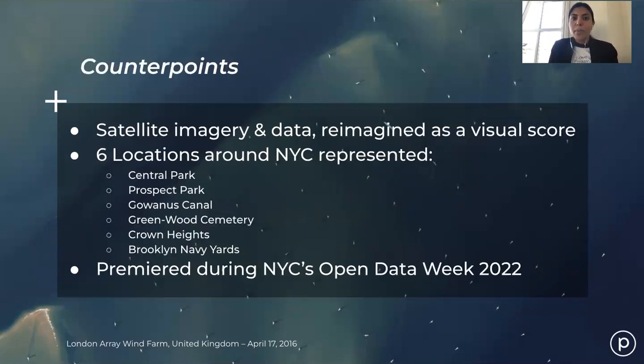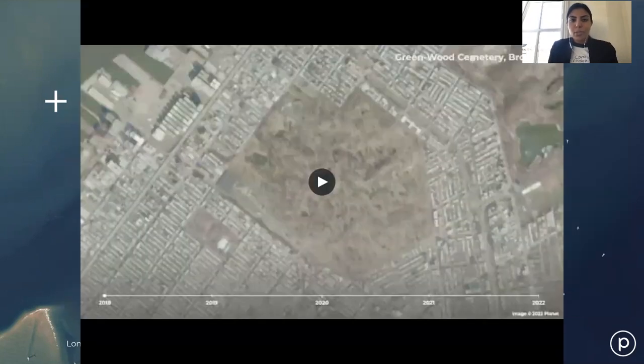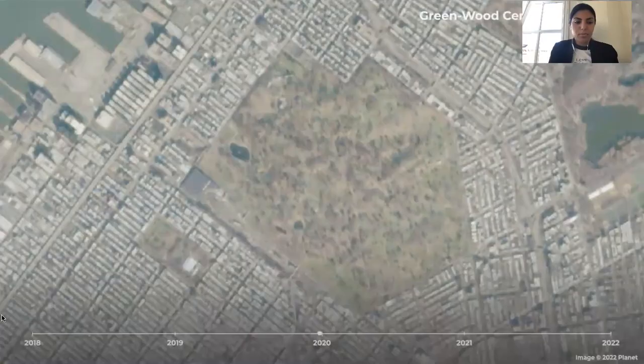So you might be wondering, what happened with that project that you were just talking about? The project is called Counterpoints. It takes satellite imagery and data reimagined as a visual musical score. And I ended up going with 6 locations around New York City, not just Greenwood Cemetery. And this project actually premiered during New York City's Open Data Week in an exhibition this year. Here's an example of the scores used in the project. The leaves were from a data set about the trees in Greenwood Cemetery, superimposed with the Brahms Requiem. And you can see a snapshot of what the project looked like here.